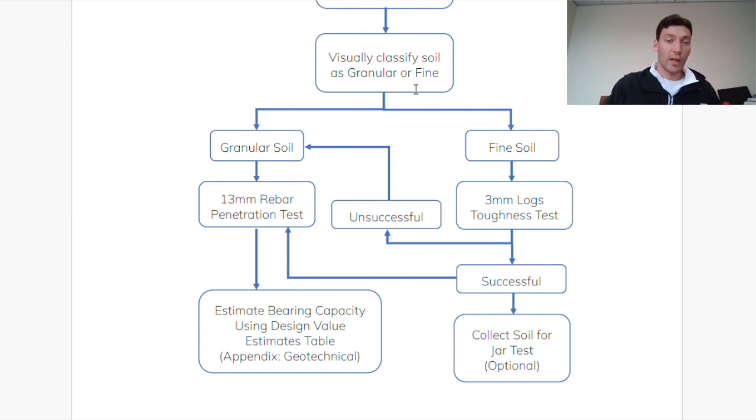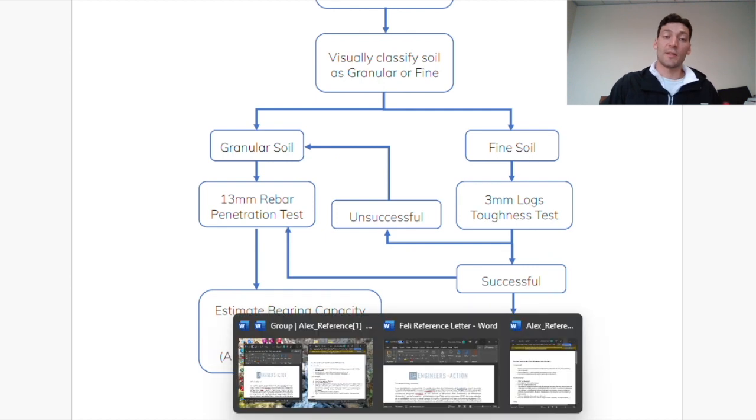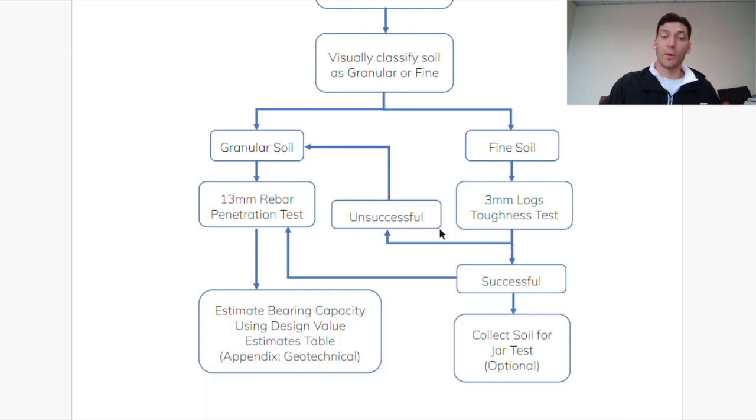And so if we visually classify it as granular soil, then we move down to the left. If we visually classify as fine soil, which we did for that number 2 soil sample, then we move on to the 3 millimeter log toughness test. If we're unsuccessful with that test, and I'll show you an example of that, then we know that that's granular soil. So we move back to the granular part of the flow chart.